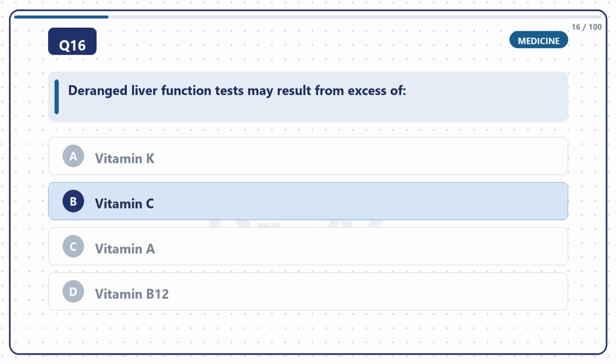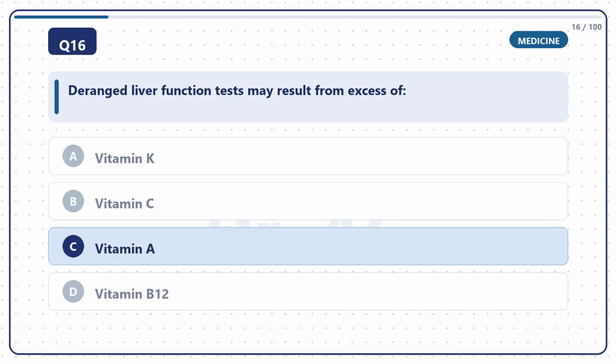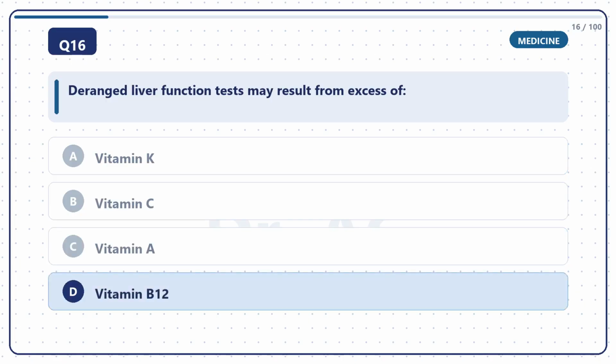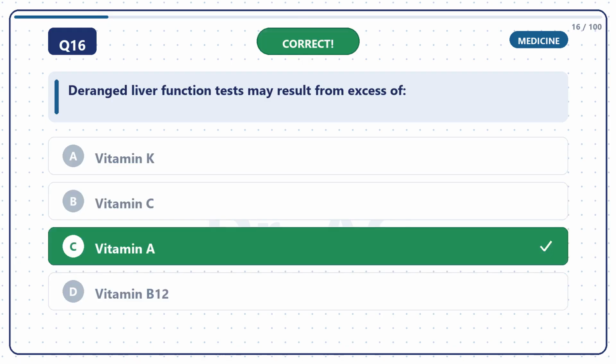Option B, vitamin C. Option C, vitamin A. Option D, vitamin B12. The correct answer is option C, vitamin A.